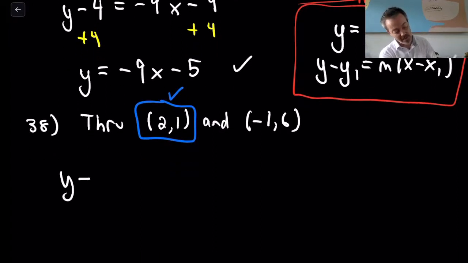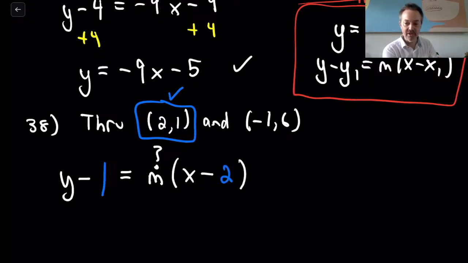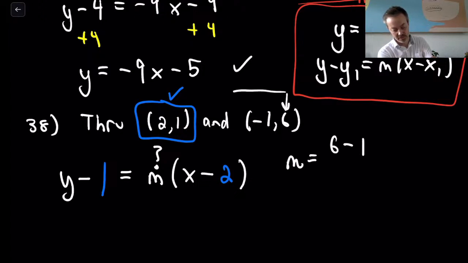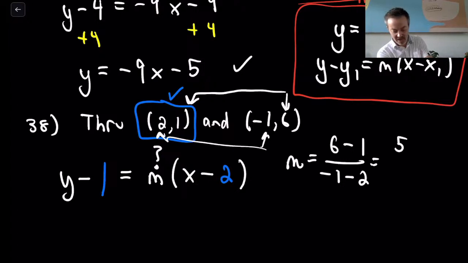Okay, so we're going to have y minus the y-coordinate, which is just 1, equals the slope. I'm going to put a little question mark above that because I don't know the slope just yet. Then I'll plug in x minus the x-coordinate, which is 2. The only thing I need to figure out now is the slope. I can just use my formula, the change in y, 6 minus 1, over the change in x, negative 1 minus 2. So 6 minus 1, that's 5 in the numerator. Negative 1 minus 2, that's negative 3.